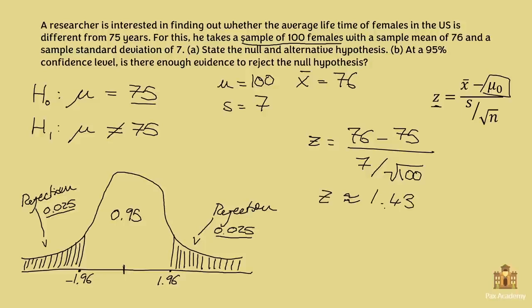Now, as you can see, 1.43 falls outside the rejection region. It falls, I don't know, about here, let's say, 1.43. So this means that we fail to reject H0. And if we put it into words, this means that the average lifetime of females isn't different from 75. It's actually 75. Very good.